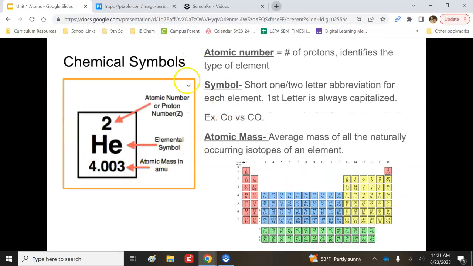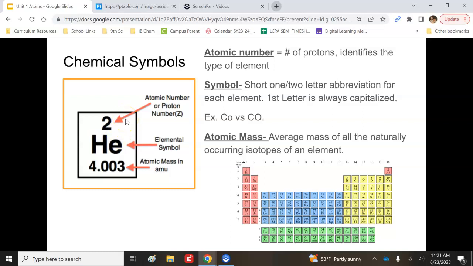So, chemical symbols, this is what we see on the periodic table. We will always use the periodic table when working, and that's what's on your table as well. The top number is the atomic number. It tells us the number of protons and helps us identify the element. The symbol is a short 1 or 2 letter abbreviation for each element.